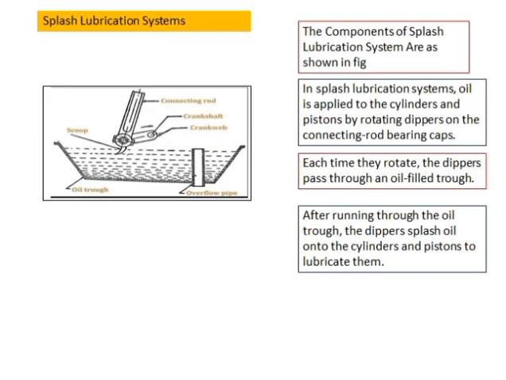Okay, this is the splash lubrication. In this lubrication, extra oil is applied to the cylinder and the piston by a rotating dipper on the connecting rod bearing cap. Each time they rotate, the dipper passes through an oil-filled trough. After running through the oil trough, the dipper splashes oil onto the cylinder and the piston to lubricate them.